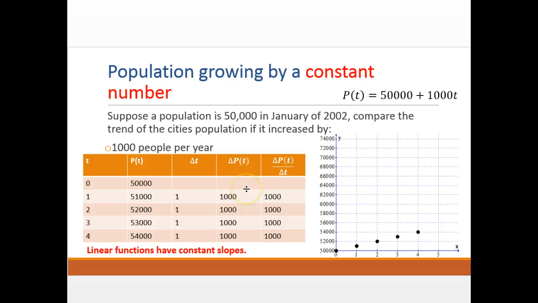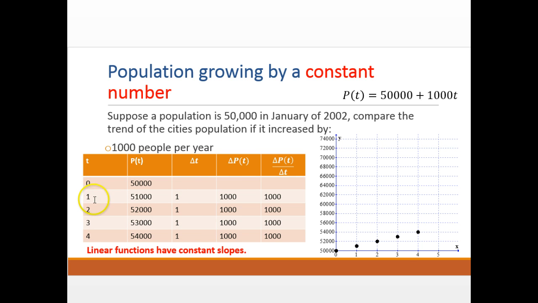Alright, let's see if we can identify linear functions from exponential functions based on the table of their data. Here's my data, the t and the p of t. We calculated this originally. The delta t in this case is 1 each time.